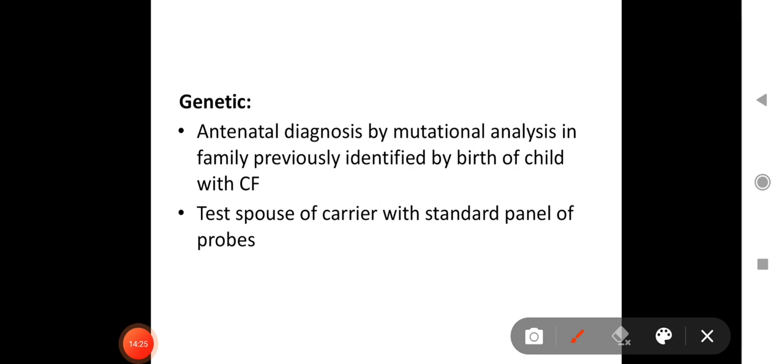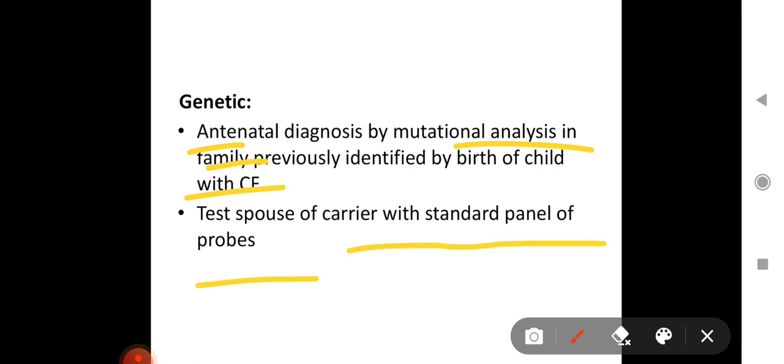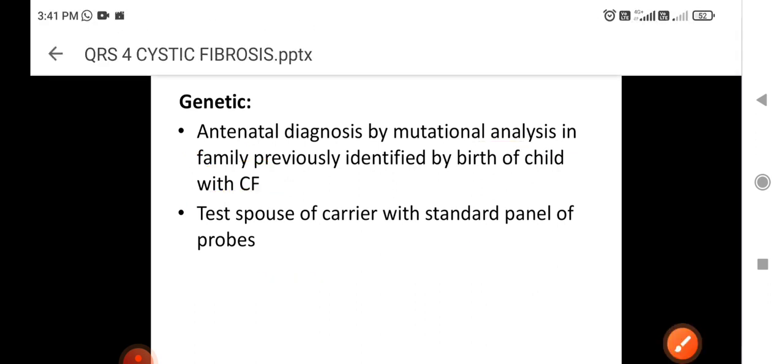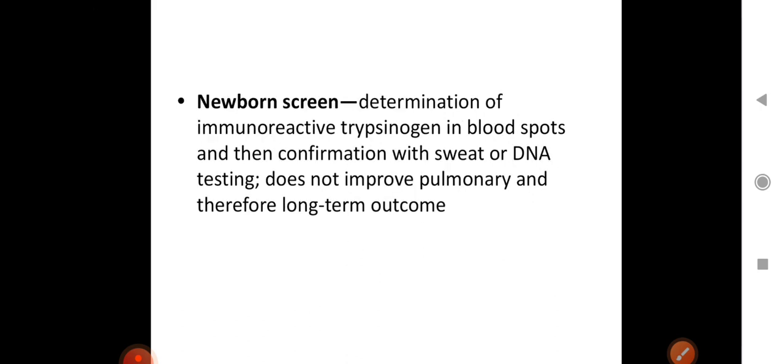How is genetic testing done, what all tests are done? Antenatal diagnosis by mutational analysis is possible if the family mutation was previously identified by the birth of a child with cystic fibrosis. If in a family a child is already there with cystic fibrosis, then antenatal diagnosis is to be done, and test the spouse of the carrier with a standard panel of probes because it is autosomal recessive. So the spouse also should be tested for that.